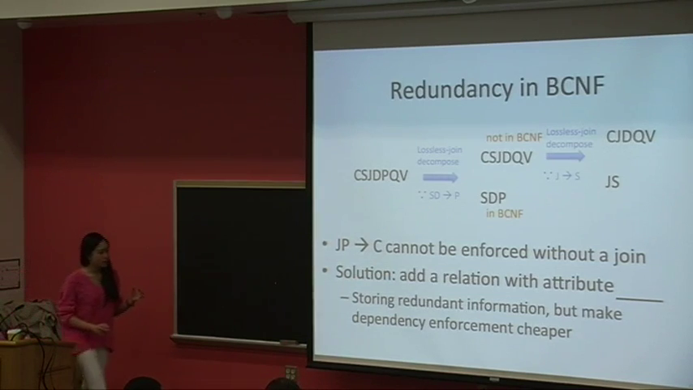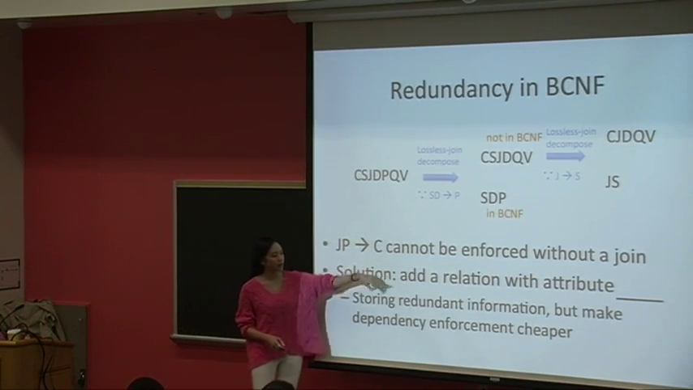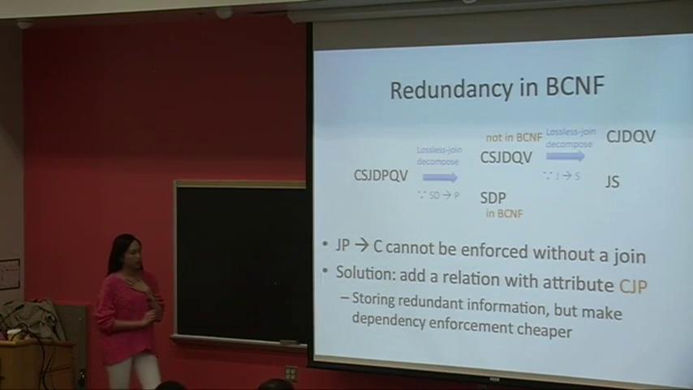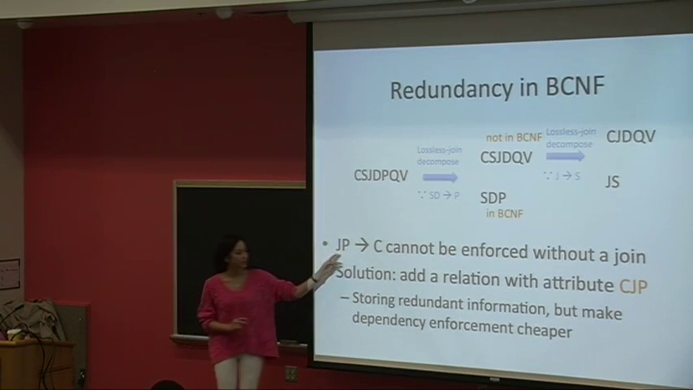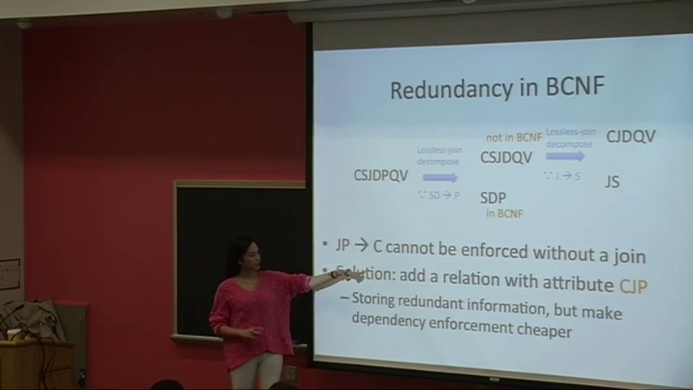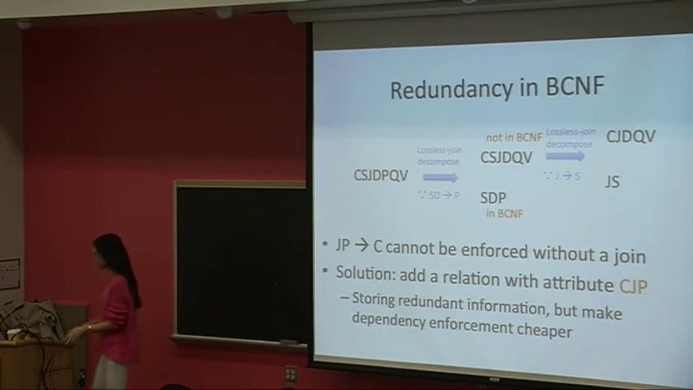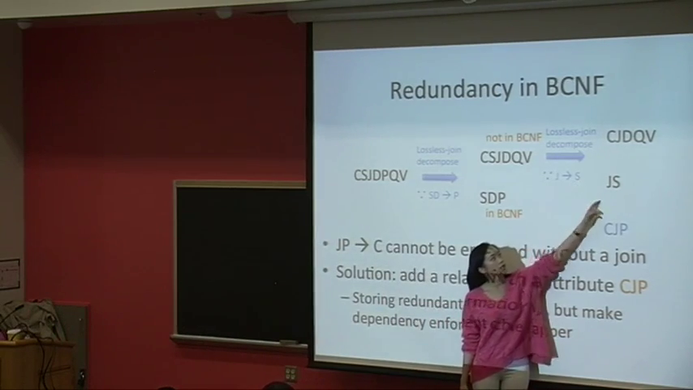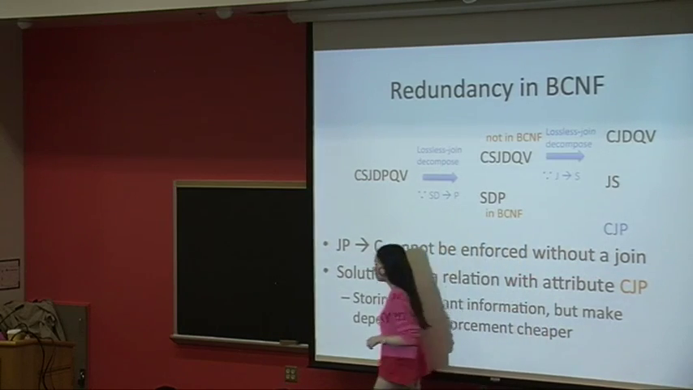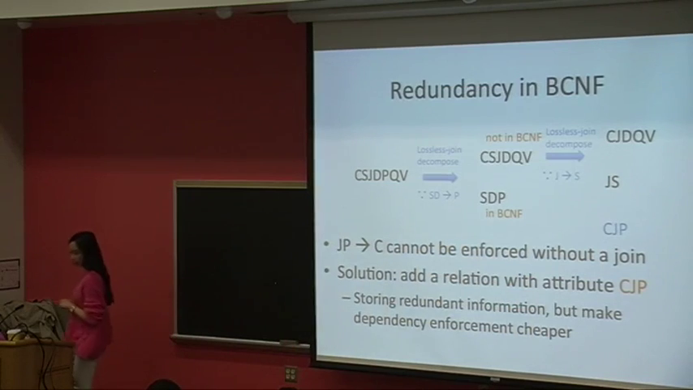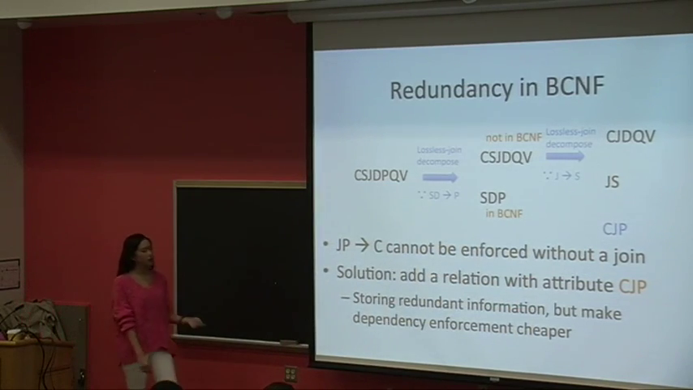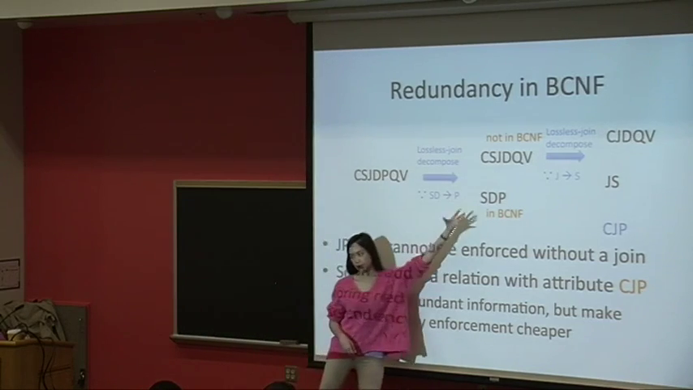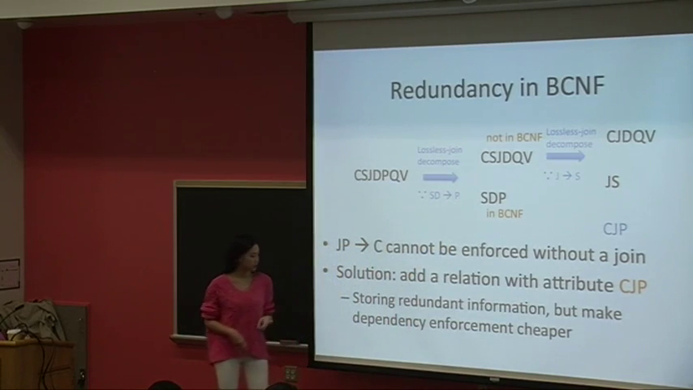So one of the solutions is actually to add a relation with the attributes CJP. Or you can say JPC, doesn't matter. So we add a relation with those attributes. That's like a new table. You can put it right here, so we decompose actually into these. One more right there. So that every time you enter a new tuple and want to check whether this functional dependency is satisfied, you just have to check that subrelation. Then you don't have to take the join of the other relations.